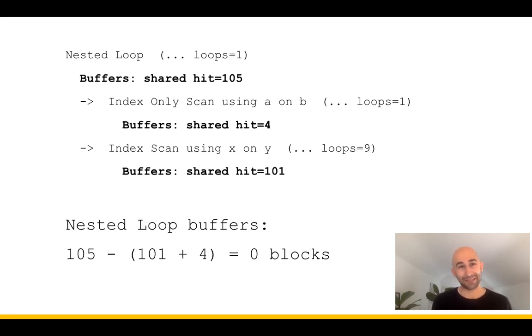So, very simple example here. This is the same nested loop as before, except this time we've requested buffers. So we've done explain, analyze, buffers, and you can see here that firstly, the index scan is hitting 101 blocks. That is not multiplied by 9. So it's not 909 in total, it's 101 across all 9. And if you add that to the index only scan's buffer hits, you get to 105, and therefore you can tell that the nested loop, as expected, is not doing any additional reads.